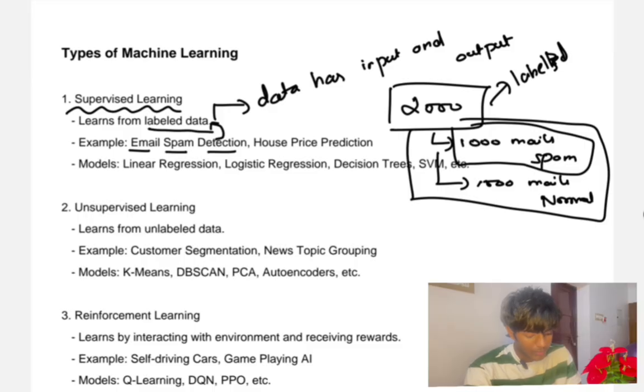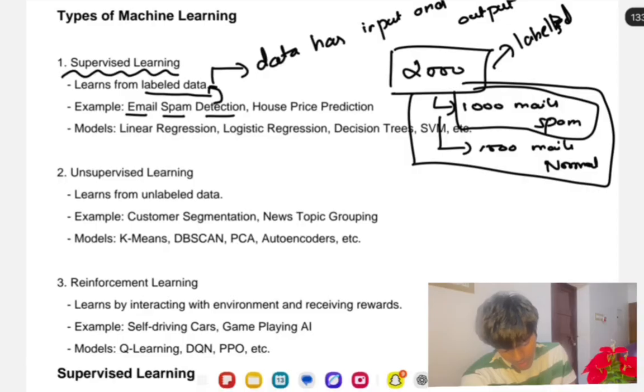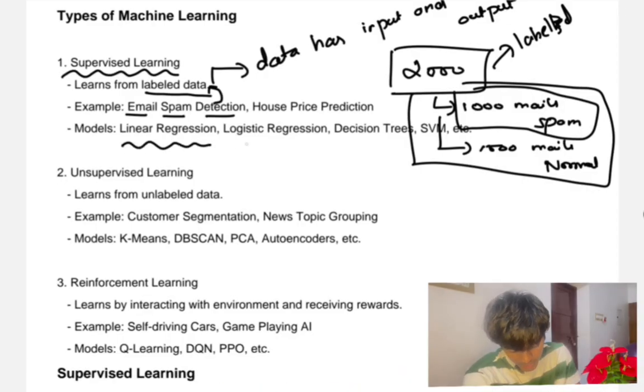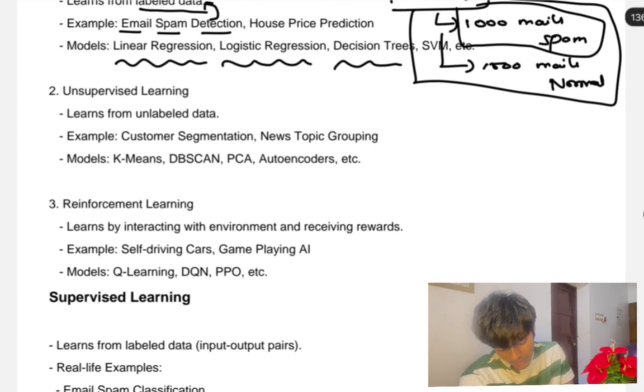1000 mails are spam. So what that means is, if you give a new mail and ask the computer whether it is a normal mail or a spam mail, the computer will say it is a normal mail. How is it saying that? By learning from the 2000 data, right? So this is what labeled data means: giving the input as well as giving the output. And there are some models which come under supervised learning: linear regression, logistic regression, and decision trees.